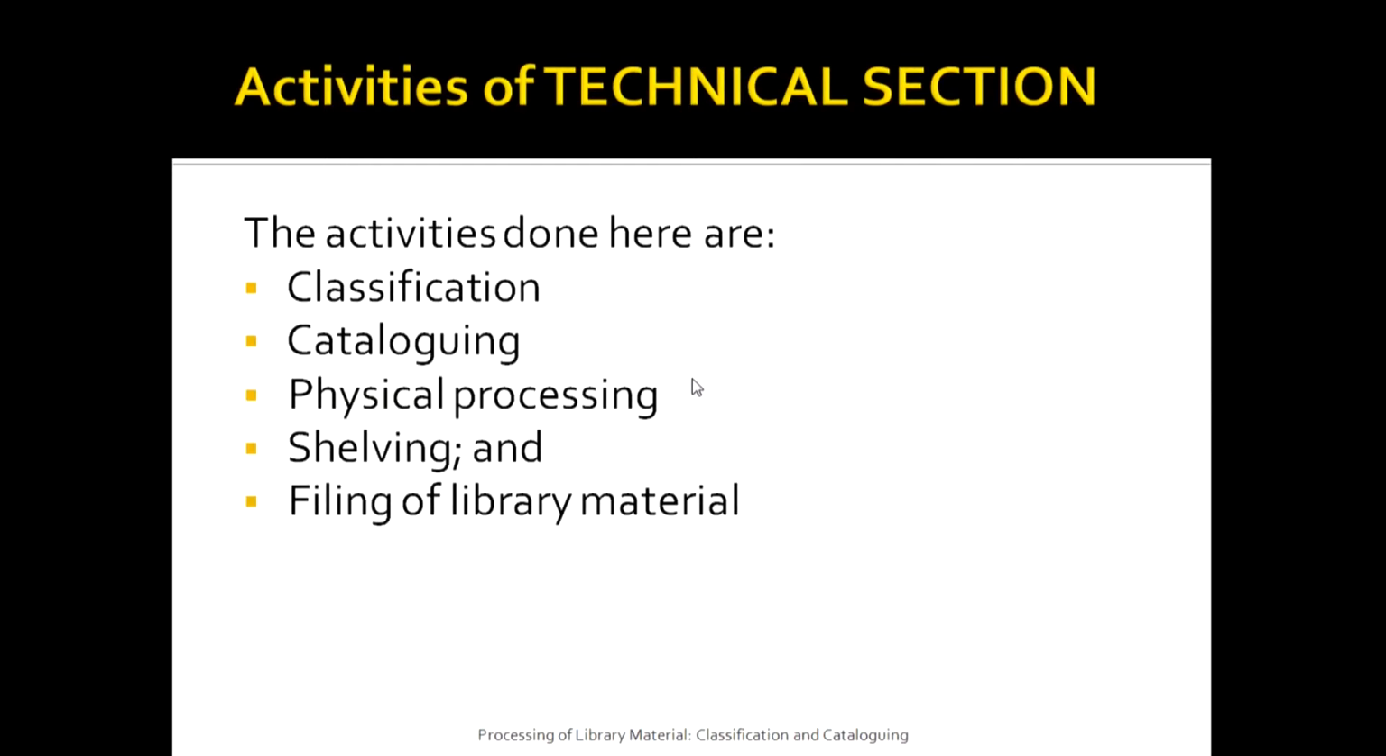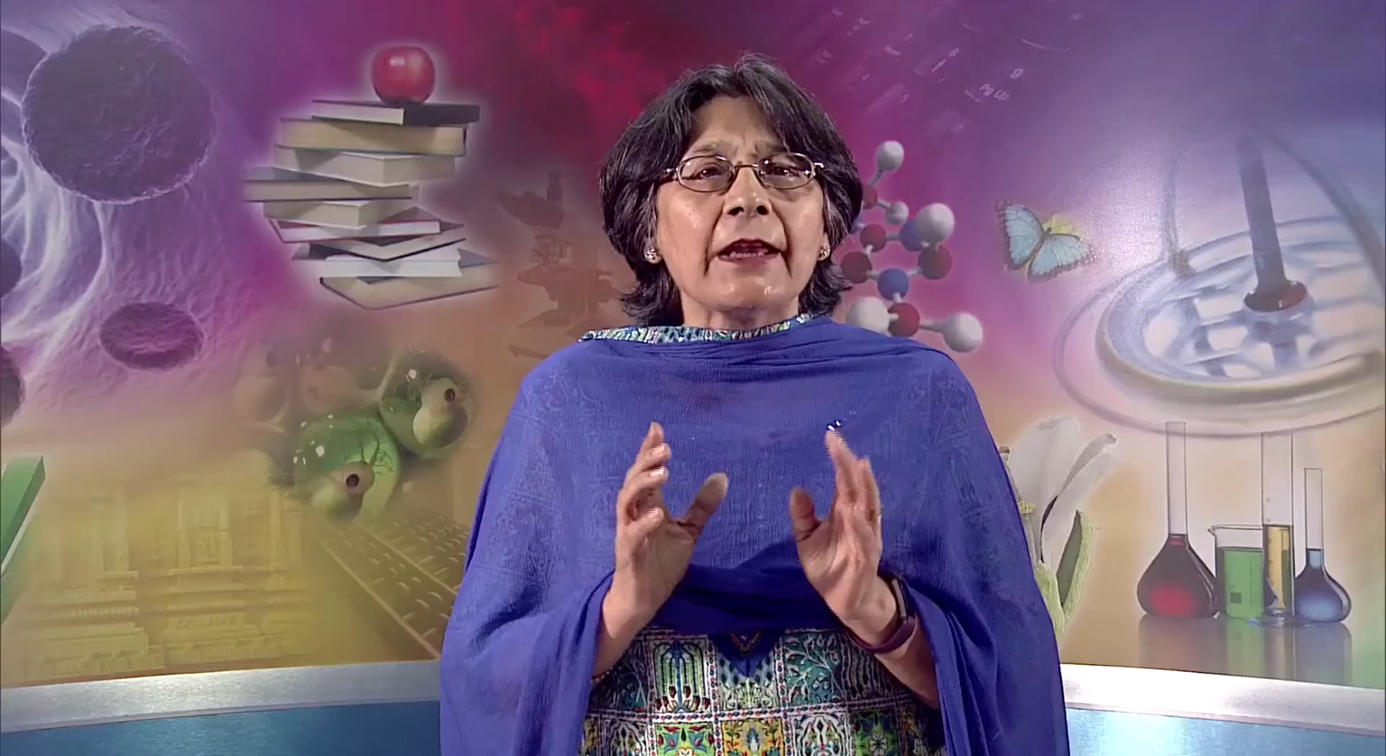The activities carried out by the technical section are the next aspect that has to be taken into consideration. So, learners, the activities which are carried out by the technical processing section are: firstly, classification; secondly, cataloging; thirdly, physical processing of documents; fourthly, shelving; and lastly, filing of library material. In this particular lesson, we will chiefly discuss what classification is all about and what cataloging is all about. Let's now take a look at the need for technical processing of documents.